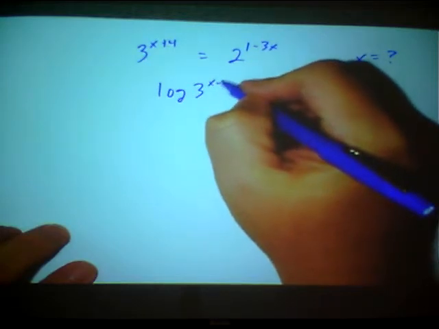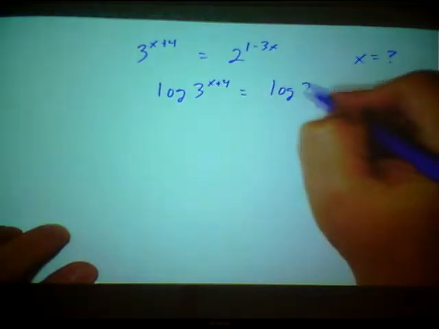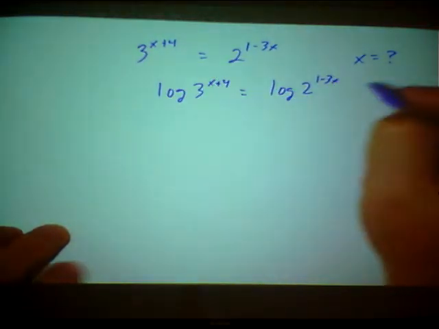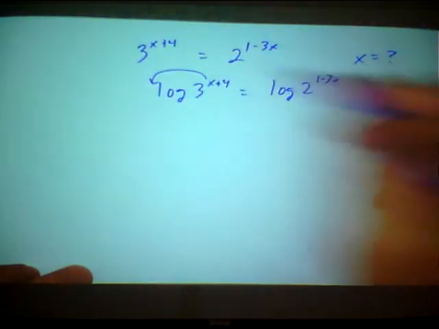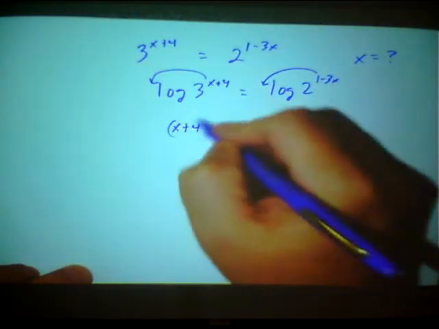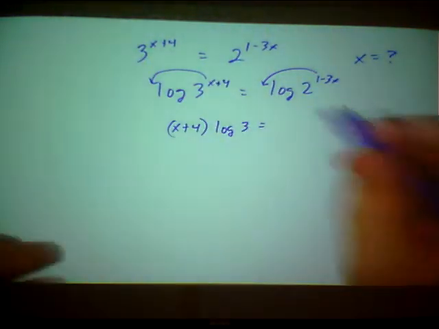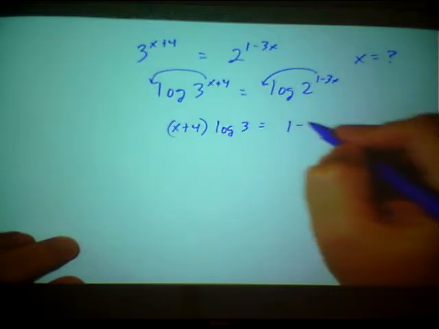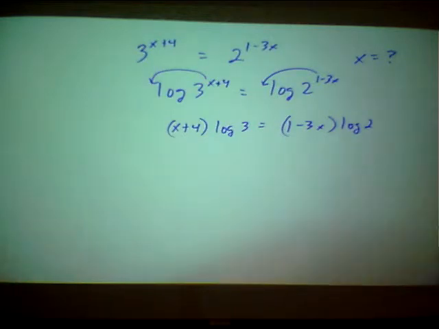So once again, I can do whatever I want to this equation as long as I do the same thing to both sides. And now I'm going to use the rule for when you have exponents inside of a log, that you can move the exponent in front and make it a coefficient. So I have x plus 4 times log 3 and 1 minus 3x times log 2.